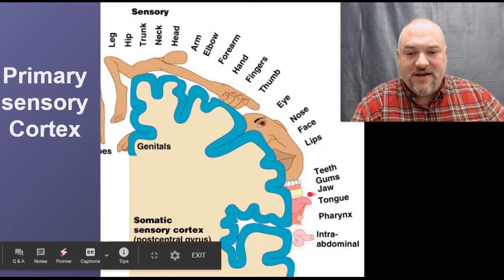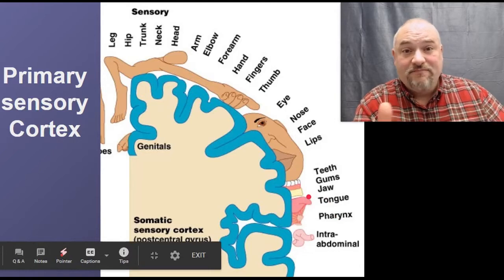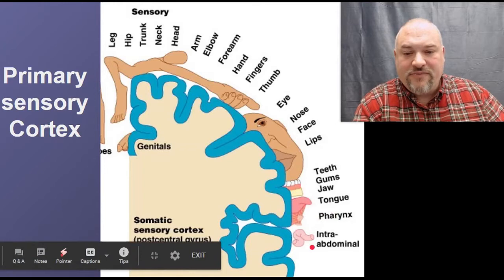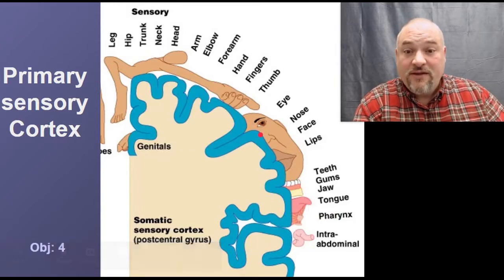We've even got a decent bit of space for teeth, tongue, gums, and pharynx, because you have to know what you're eating and be able to swallow it and coordinate it. And then you've got intra-abdominal stuff down here. So these are the areas, and you can see what I was talking about: the more sensation an area has, the more brain space it needs.